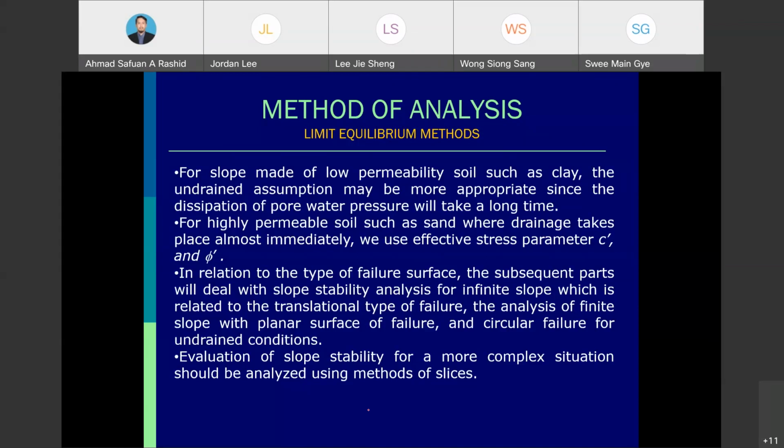So usually we just run both methods for any slope analysis, is it? Yes. Normally we just run both, okay.